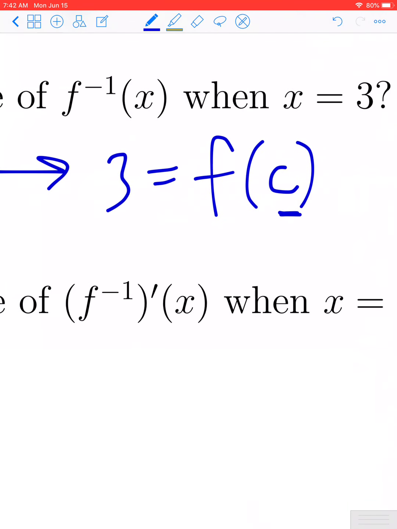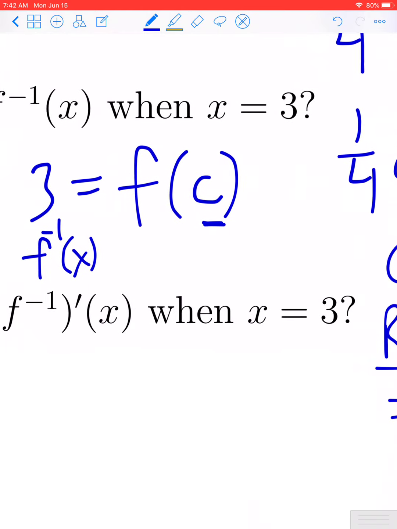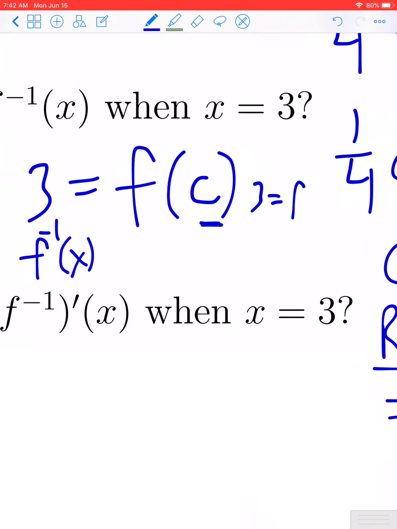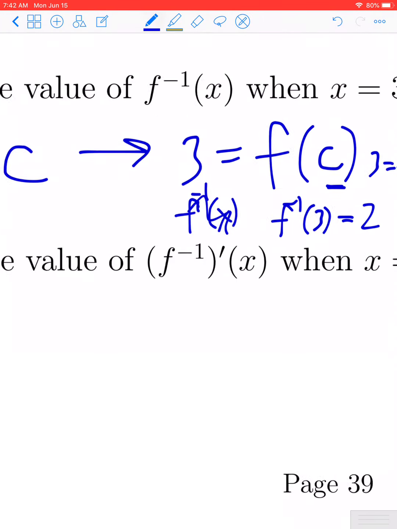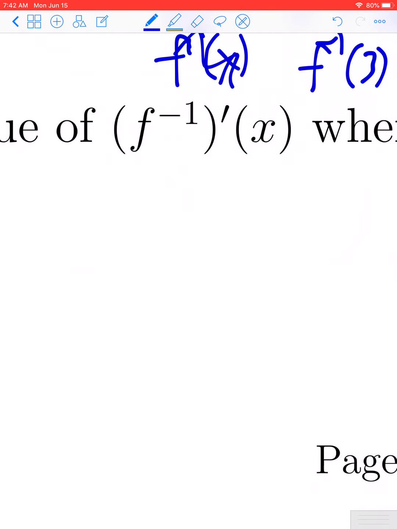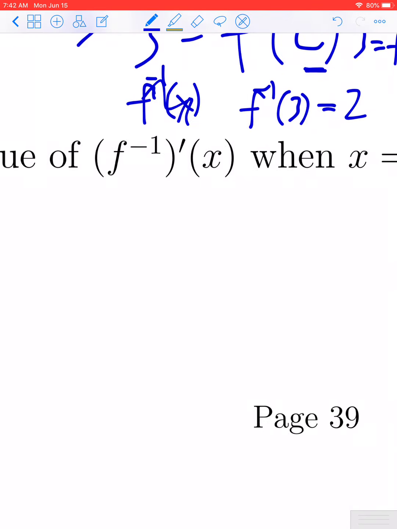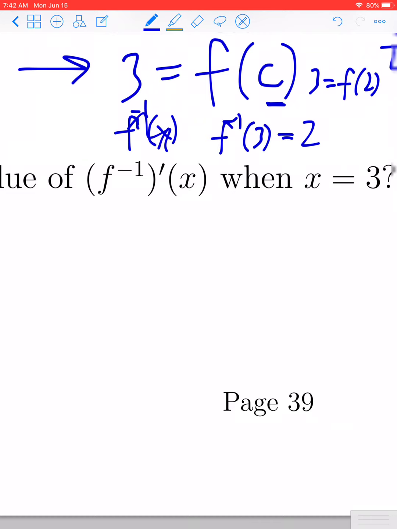But what we just found is that 3 is equal to f of 2, and therefore we can say that f inverse of 3 equals 2. They now want us to find the value of the inverse function's derivative when x equals 3.